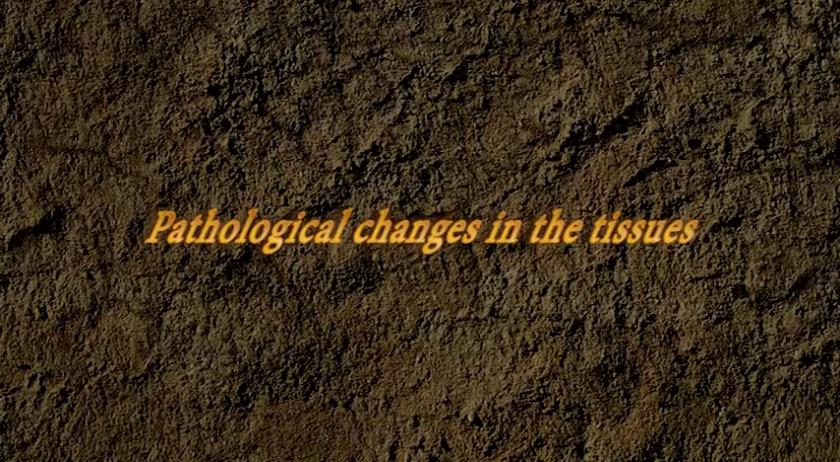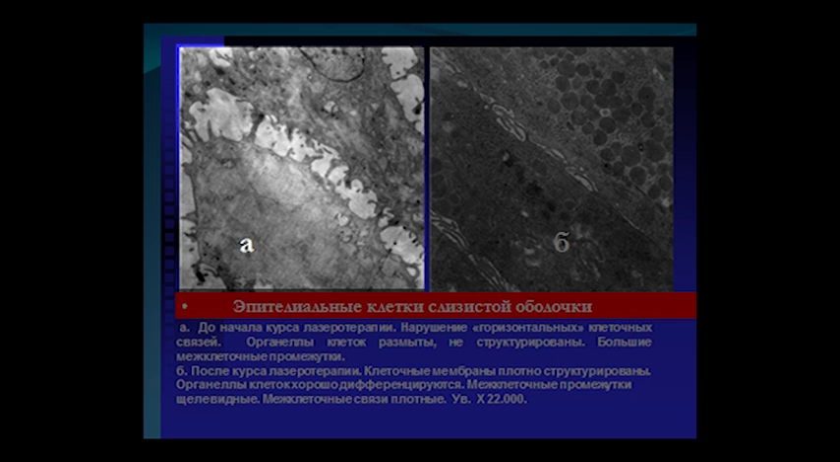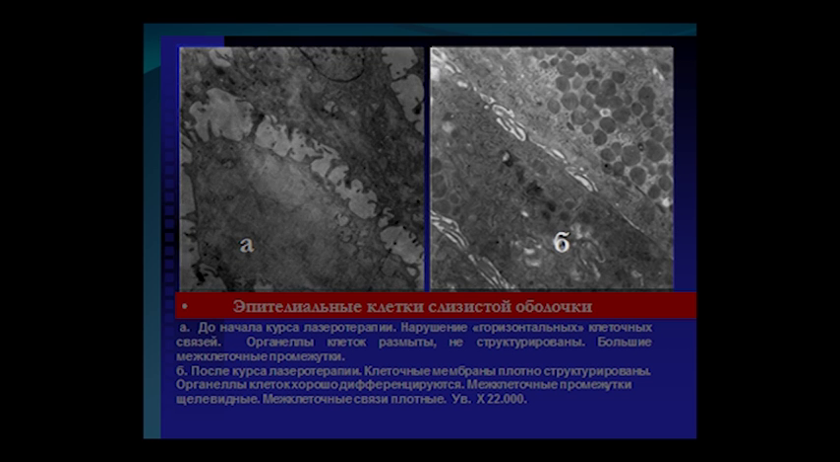Pathological changes in the tissue. The epithelial cells of the mucosa. Microscopic view of a histologic specimen. A. Prior to laser therapy. Abnormality of the horizontal cellular signaling. The cell organelles are diffuse and unstructured. Large intercellular spaces.